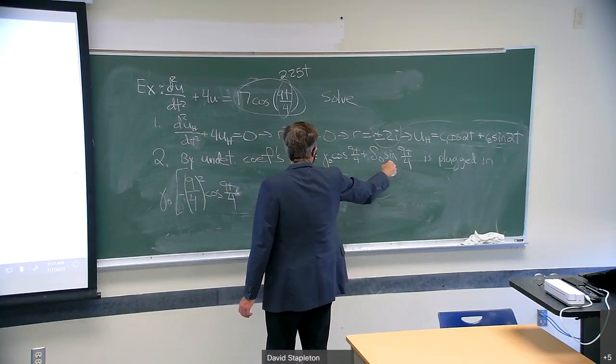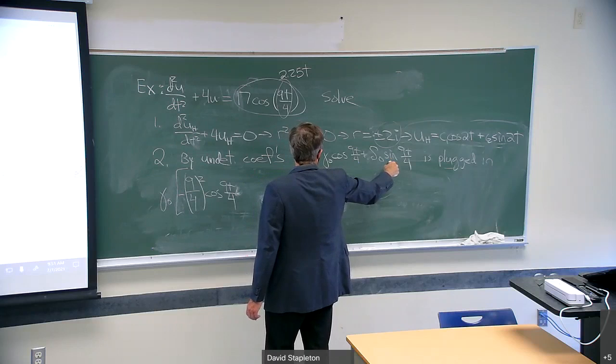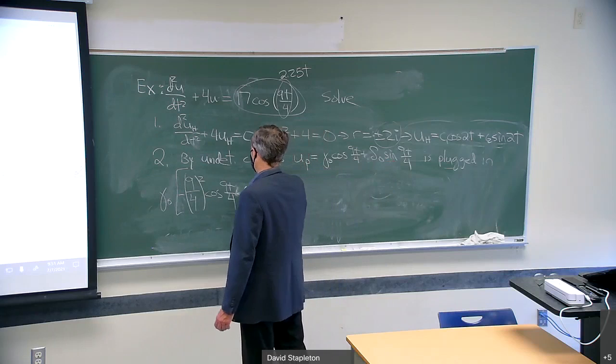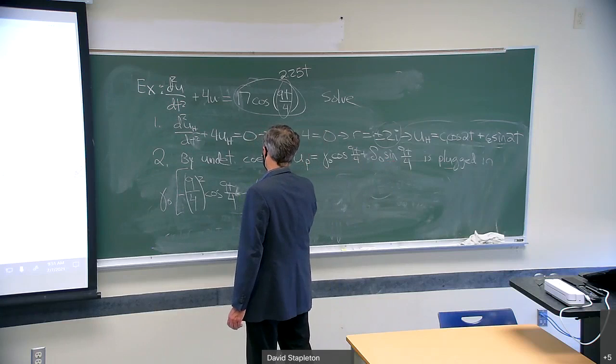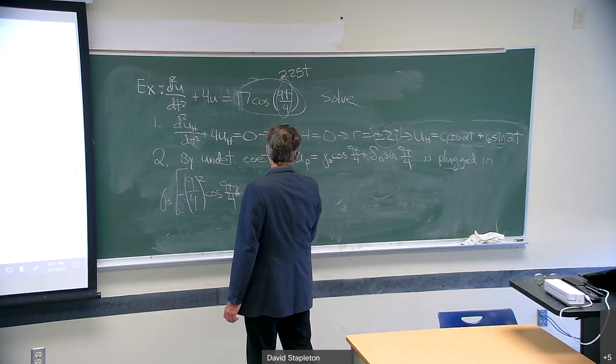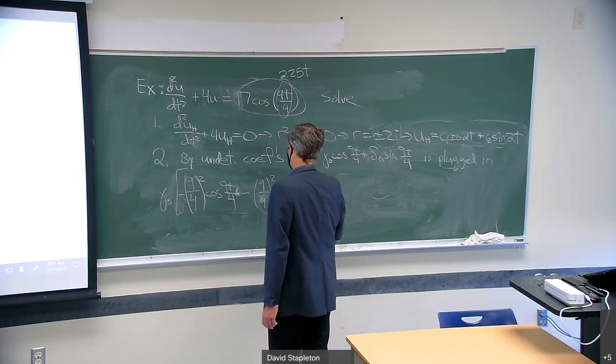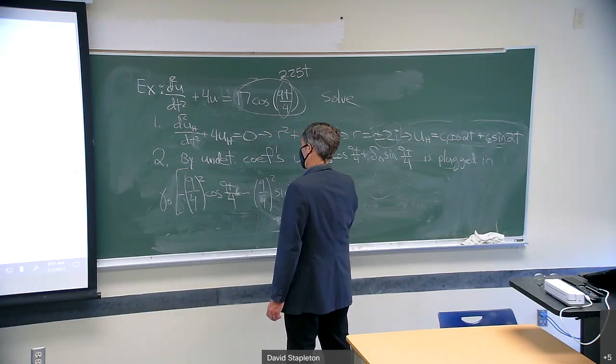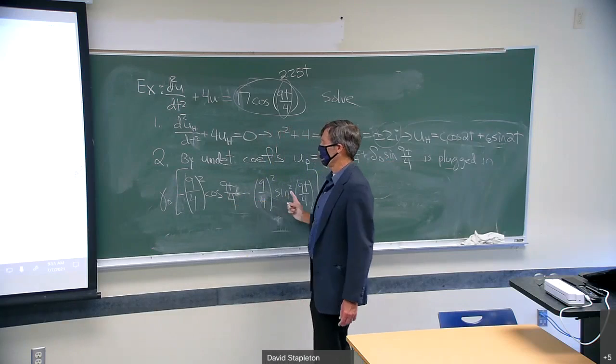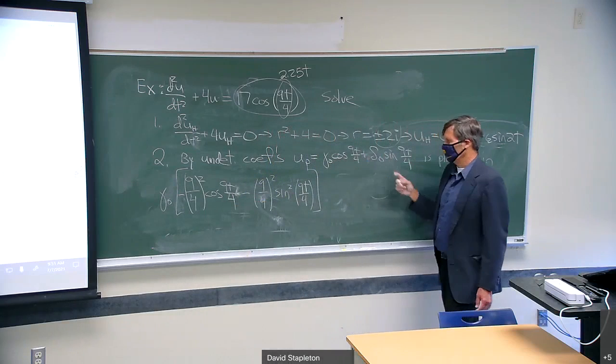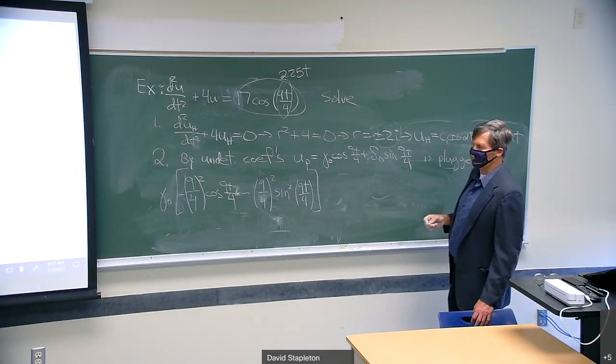And the second derivative of sine is minus (9/4) squared sine of 9t over 4. There it is. This is the second derivative of u prime. It's going really fast.